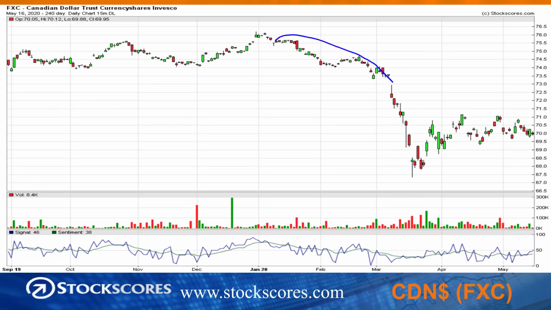You had the parabolic move to the downside, the break of that downward trend line from a rising bottom, and we've been stable ever since. Again, if we can break up through 71, that would be bullish. If we break down through 69 or even 69.5, that would be bearish.